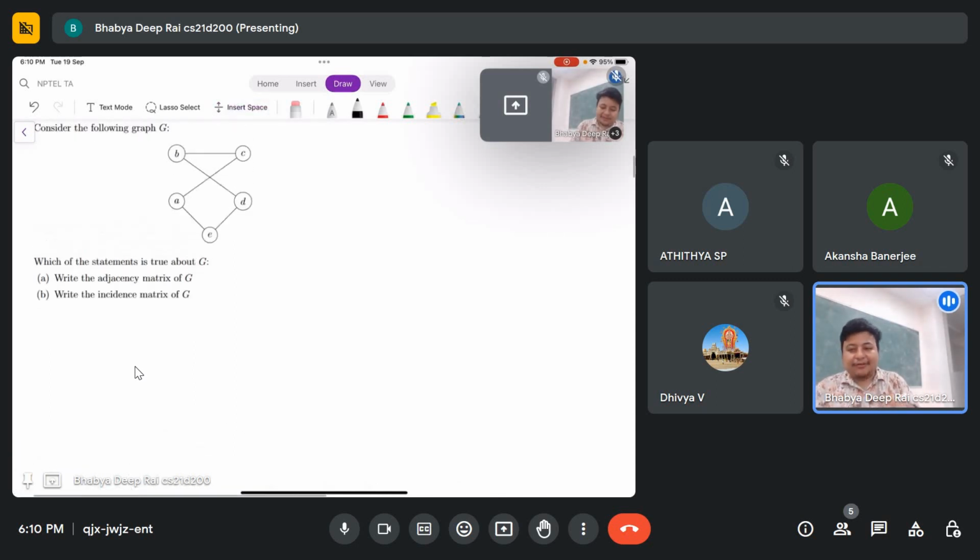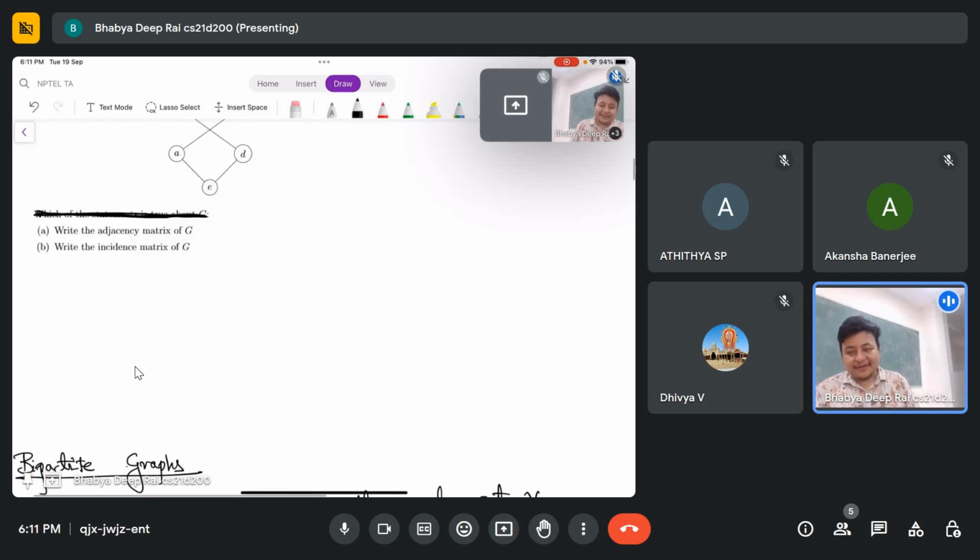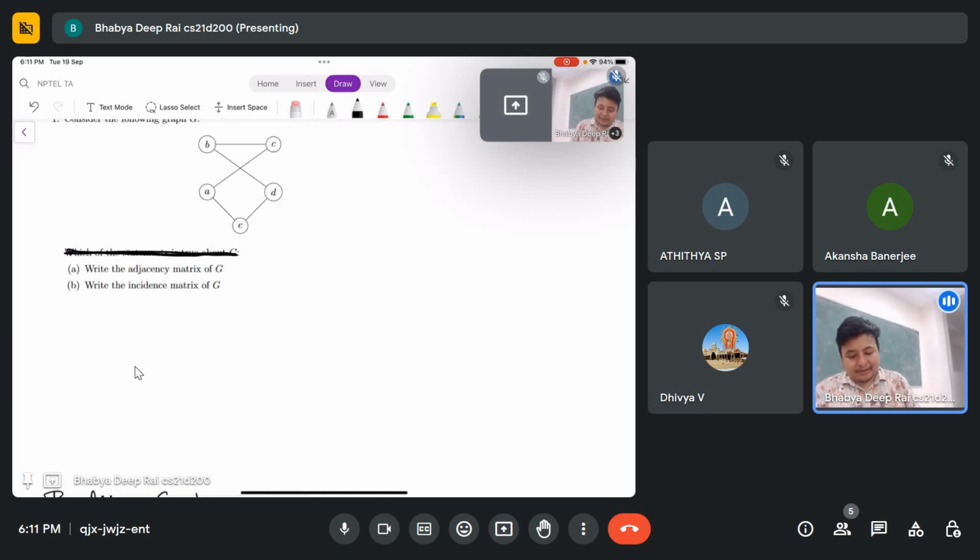Just a simple question again on graph representation. The statement says, write the adjacency matrix of G, write the incidence matrix of G. There's nothing true or false about the statement. So the adjacency matrix of G, again, it's pretty straightforward.